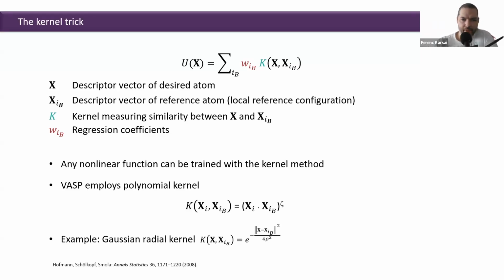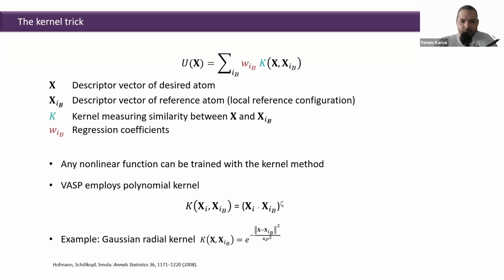Another example would be Gaussian kernels here. As you can see, this just measures the distance of two vectors xi and xib and then puts a Gaussian on them. So when the environment is identical, the kernel is 1 because x minus xib is 0 then, and e to the power of 0 is 1. Otherwise, if the two descriptors are different, the Gaussian approaches 0.